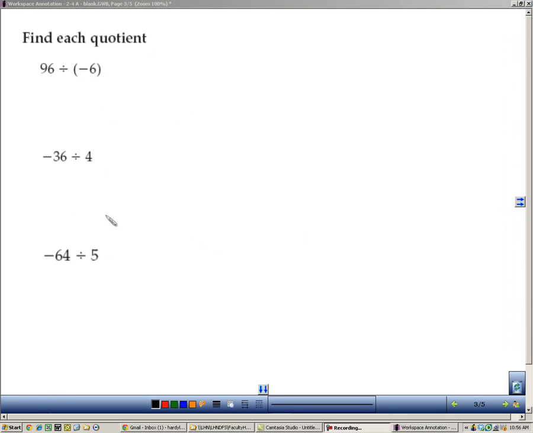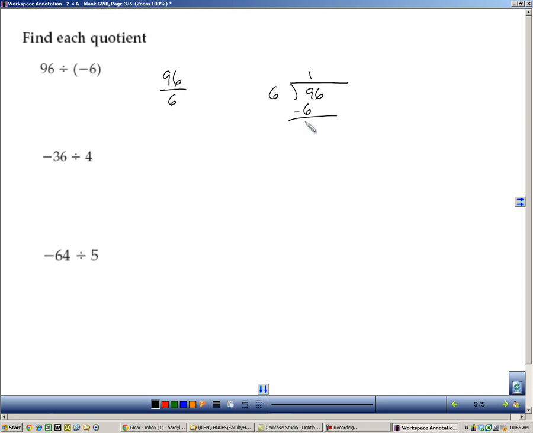Here are some examples of dividing. It says 96 divided by negative 6, so we're going to figure out how many times 6 goes into 96. We can use long division for that. 6 into 9 once. So subtract, bring down the 6. 6 goes into 36 6 times. So you end up with a 16. Now we've got to figure out if it's positive or negative. Well, the signs are different when we divide, therefore it'll be a negative 16.